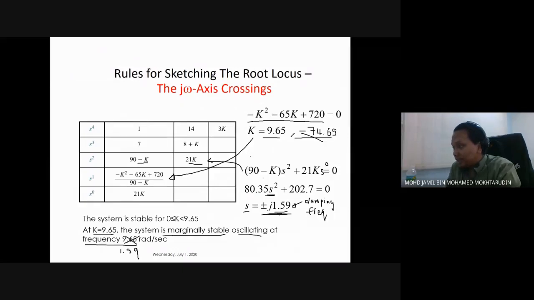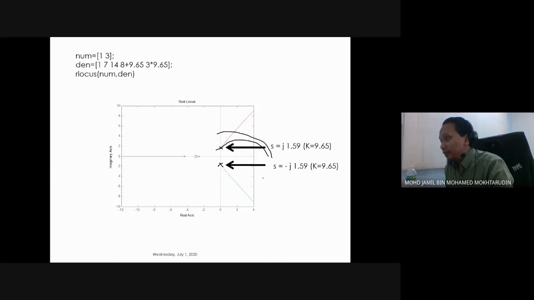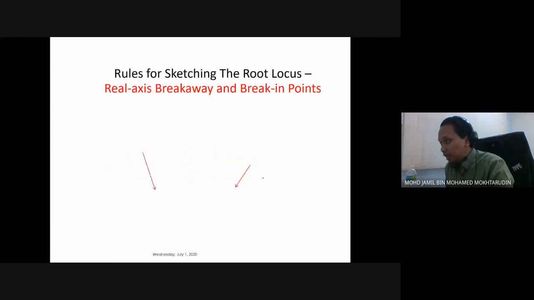We look at another rule, which is the real axis breakaway and break-in points.